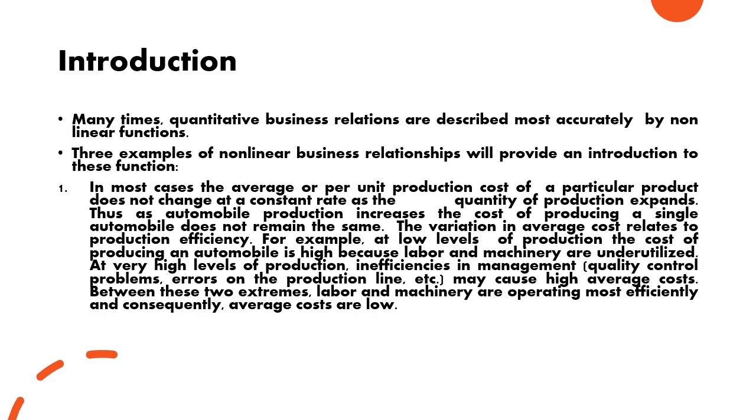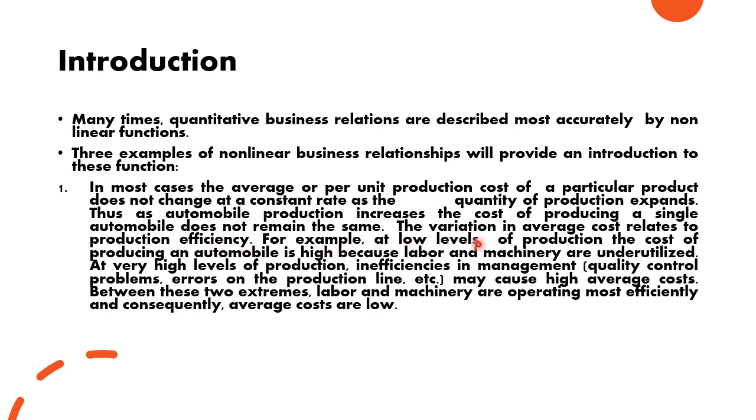First, in most cases, the average or per unit production cost of a particular product does not change at a constant rate as the quantity of production expands. Like in linear, we say that is a constant rate and it is described by the slope. Thus, as automobile production increases, the cost of producing a single automobile does not remain the same. The variation in average cost relates to production efficiency.